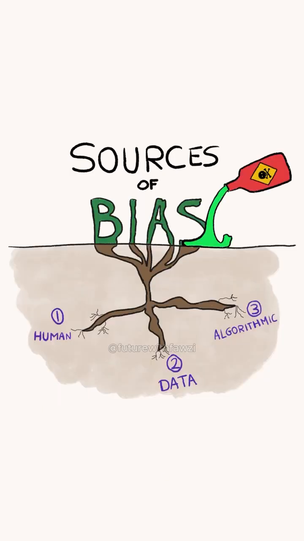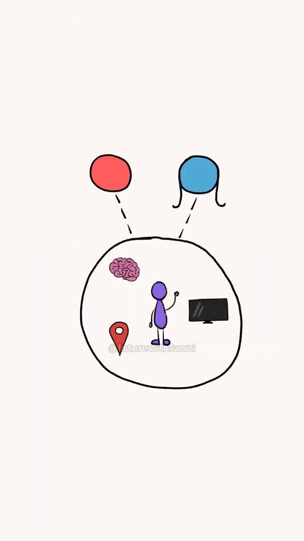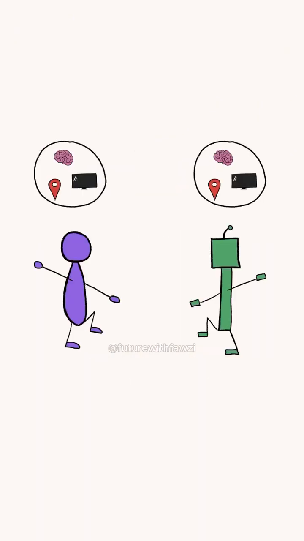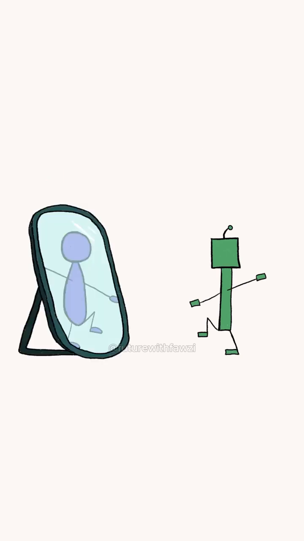Unfortunately, there's no reliable solution to eliminate bias from AI. After all, bias is part of being human, and if we're trying to replicate the way humans think and act, bias is inevitable. AI is only a mirror image of us after all.